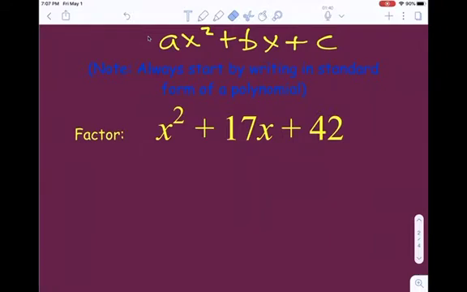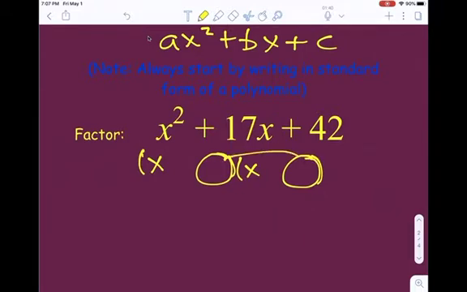So now what we do is you have to think about the way these go together when you multiply them. So you've got x here, you've got x here, and these two terms that go right here, I know that when I multiply them together, they give me this last term. So what I'm looking for is factors of 42, that when I multiply them together, I get 42. All right, so that's easy enough.